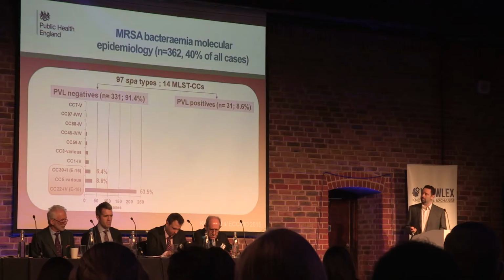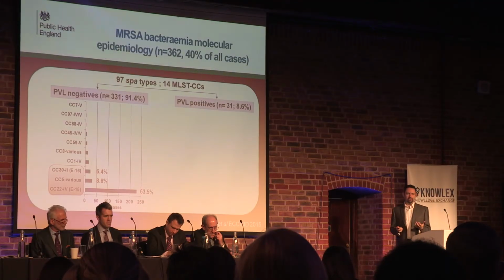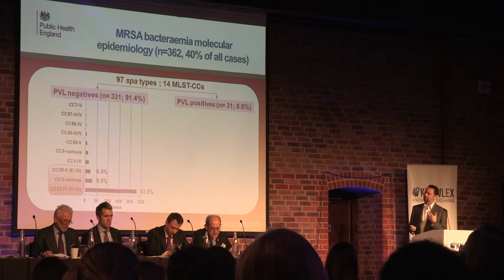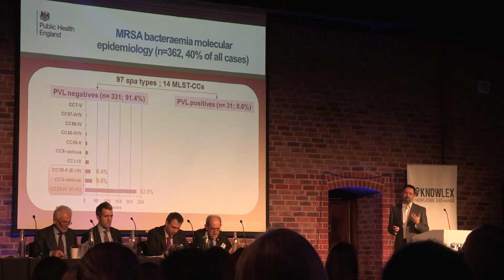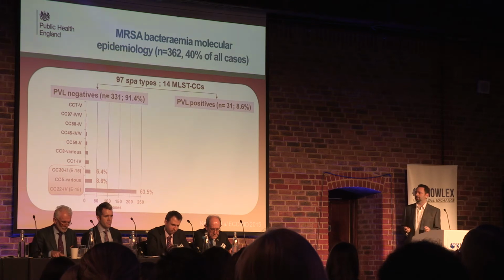And you can see the percentages that we're seeing. This is data from 2013-2014, and now you can see that E15 and E16 have come down considerably. In fact, we've now got clonal complex 5 here, which has overtaken E16 as well. So the distribution of the strains is changing, the clonality is changing.